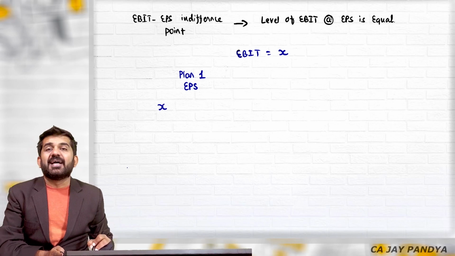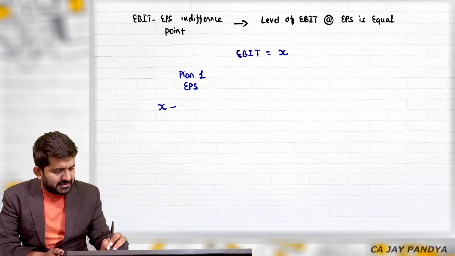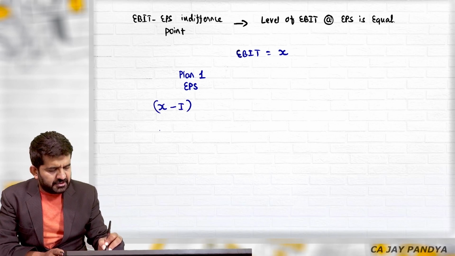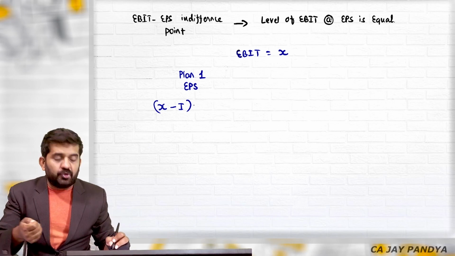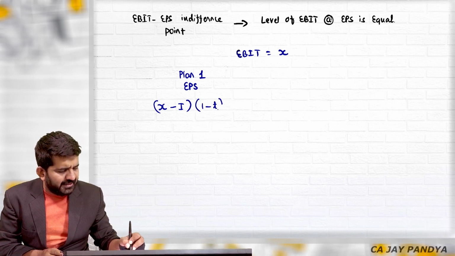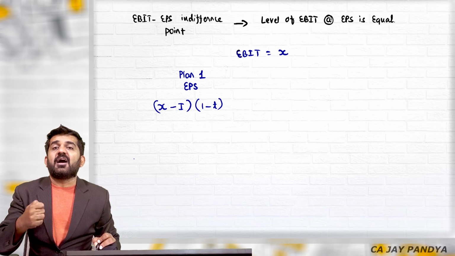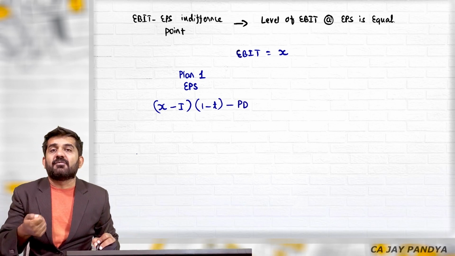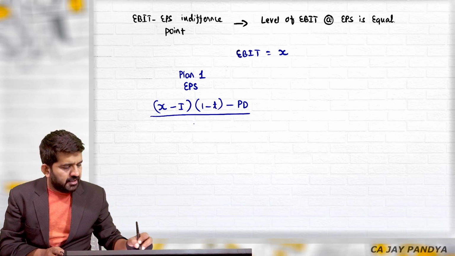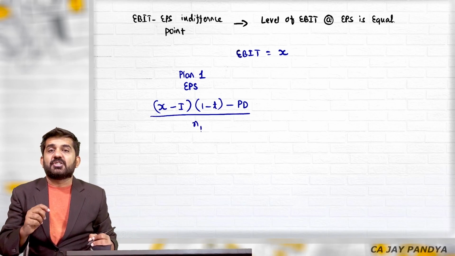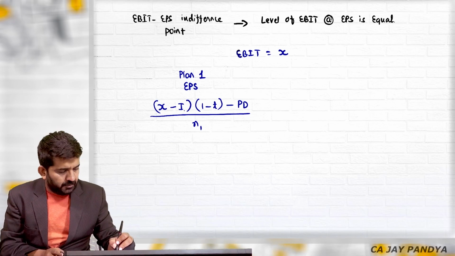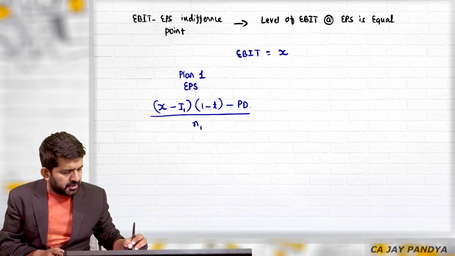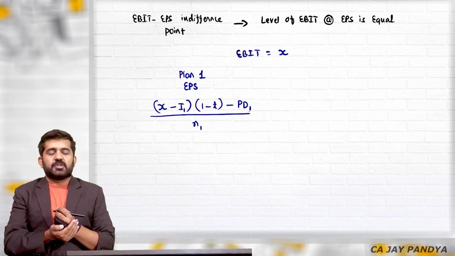Starting from EBIT. What is my EBIT? X minus interest. This is earnings before tax, multiplied by 1 minus T. This is earnings after tax, minus preference dividend. This is earnings available to equity shareholders, divided by N1, that is the number of shares of the first option. Interest of first option, preference dividend for first option.